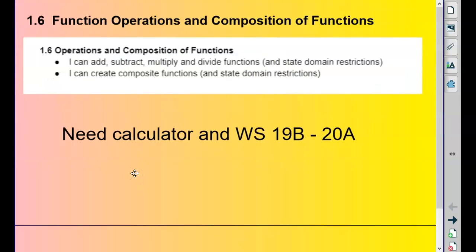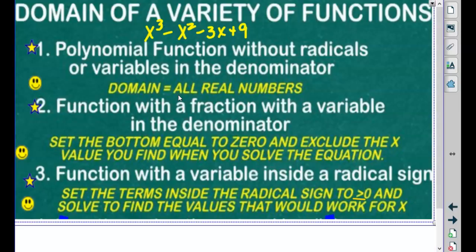This is lesson 1.6, worksheet 19 through 20, functions and operations. We're going to be adding, subtracting, multiplying, and dividing functions and putting one inside the other and talking about domain restrictions. So, review of domain.